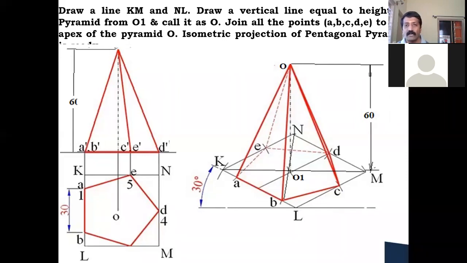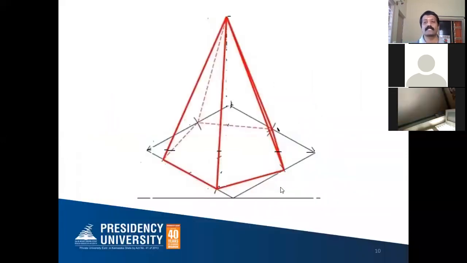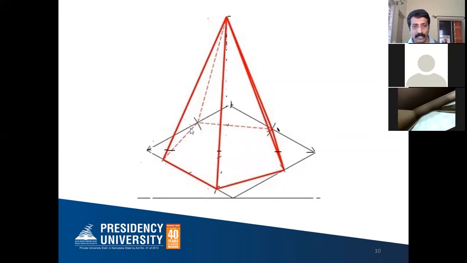After joining all the lines with a light line, finally you need to darken only the visible edges. Visible edges in the sense, we have to draw only the outermost boundary edges. As for the base of the pyramid, 1, 2, and 3, these 3 base edges you can see. You cannot see the other two base edges. You put them as hidden edges, dotted edges, or else you can remove them.